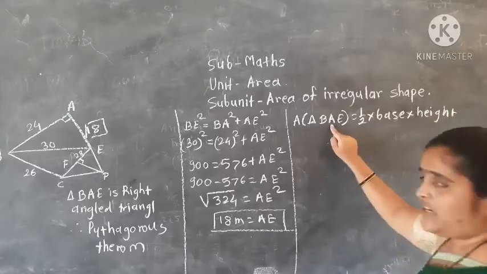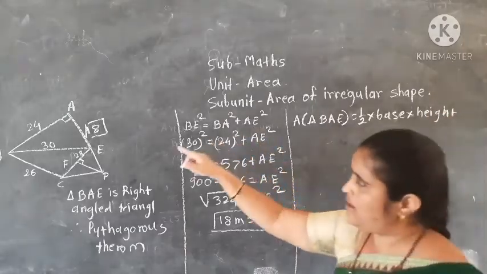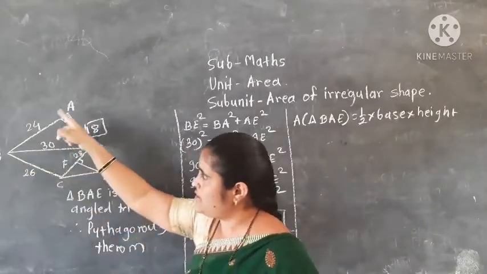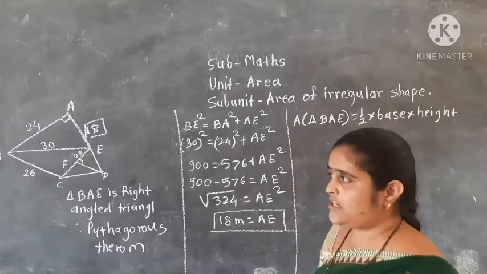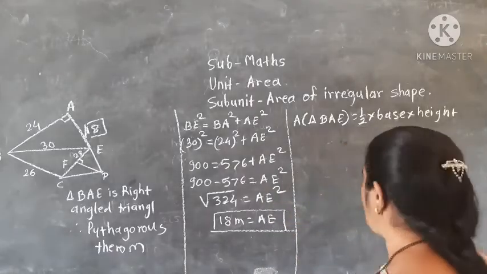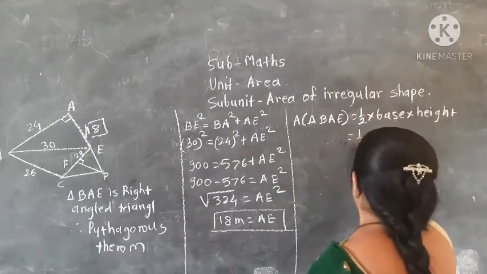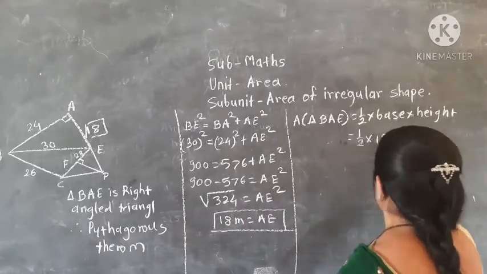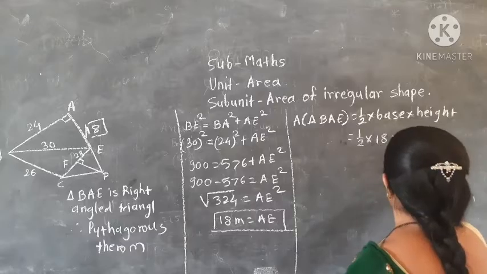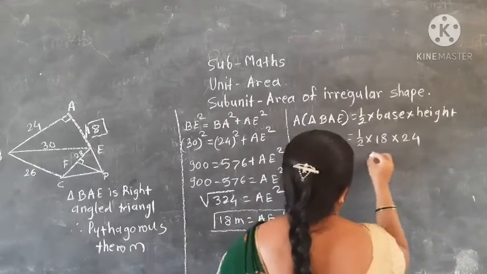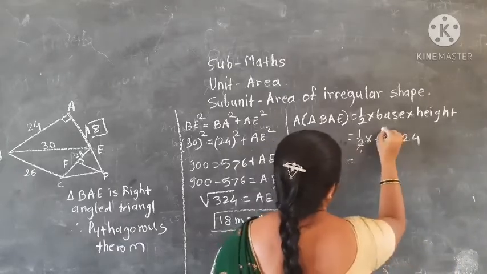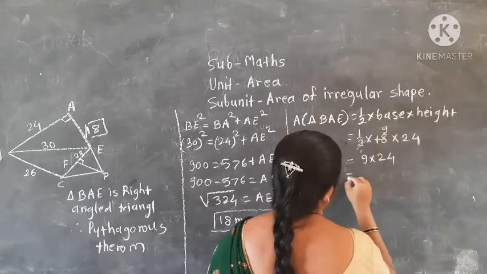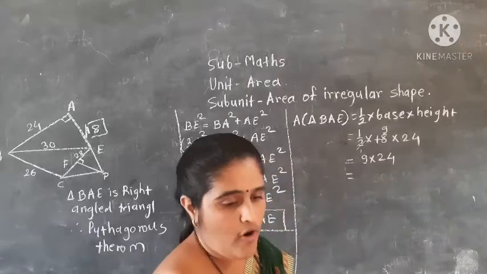Okay, for calculating the area of triangle BAE, the base AE is 18 centimeter and height BA is 24 centimeter. Write the formula: 1/2 into base, which is 18, into height, which is 24. Divide 18 by 2, the answer will be 9. Then the remaining values are 9 into 24. What will be the answer?